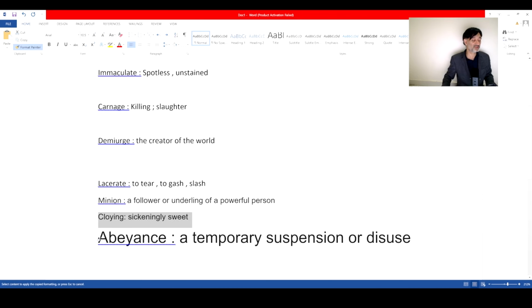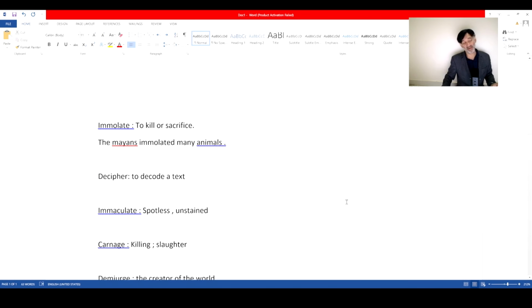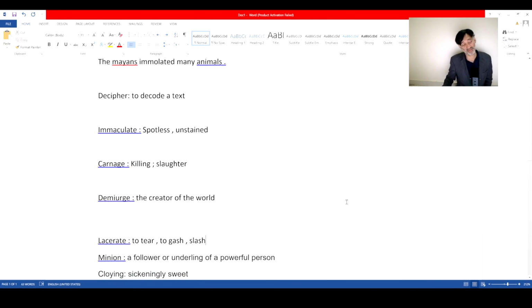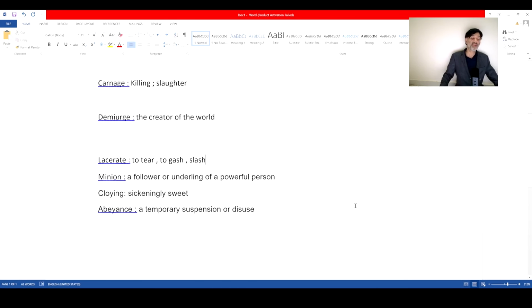So remember these words, what we have covered so far. Immolate is to kill or sacrifice. Decipher, to decode a text. Immaculate is spotless, unstained, pure. Carnage is killing. Demiurge is the creator of the world. Lacerate is to tear. A knife lacerates through the skin. Minion is a follower. Cloying is something that is excessively sweet. Abeyance is a temporary suspension or disuse.